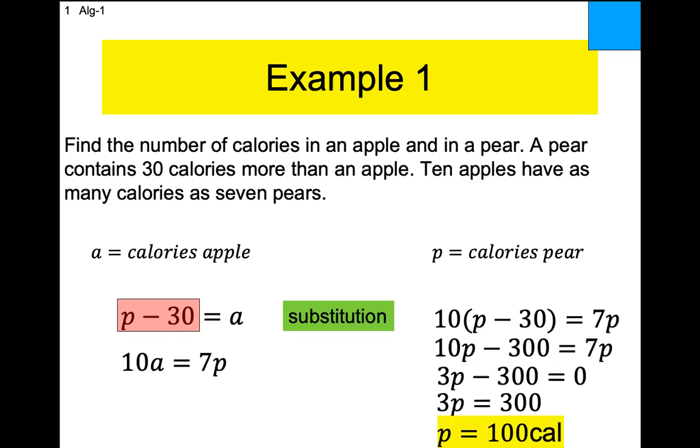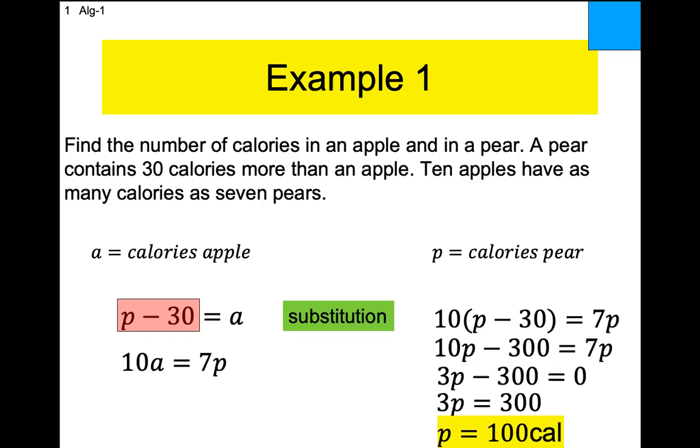This is called substitution. When you have two equations, and one of them is already solved for one of the letters, either A or P, you can substitute its result into the second one. This says A is literally P minus 30. So anytime I see the letter A, I can write P minus 30. So I see an A right there, and I wrote P minus 30. This is 10A equals 7P.